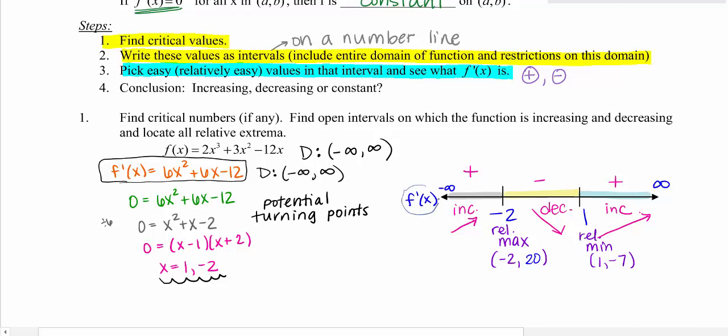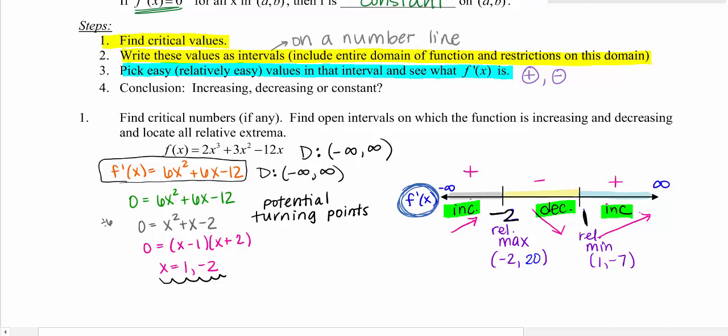And it's very important that you label your number line f prime of x because we're going to do a very similar process for f double prime, but my conclusions won't be the same. So my conclusion for f prime is whether my function will be increasing or decreasing, okay? So what I did is I put those values, -2 and +1, in numerical order on my number line. That's what I started with, -2 and +1.